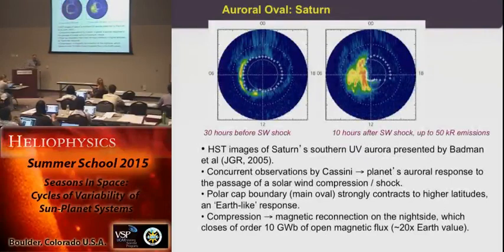Okay. Now, Saturn's aurora is different. It's apparently not driven by rotation and that kind of mechanism. The bright auroral oval has an Earth-like response to solar wind compression regions. These are two HST images of the southern UV aurora at Saturn, taken 30 hours before and 10 hours after the passage of a solar wind shock, which was observed by Cassini upstream of Saturn at this time. And you can see that the response of the aurora is Earth-like. You've got filling in of the dawn side emissions, so a contraction of the polar cap corresponding to the closure of open magnetic flux, probably in the magnetotail.